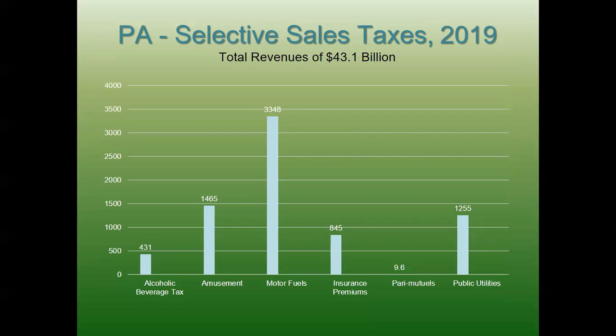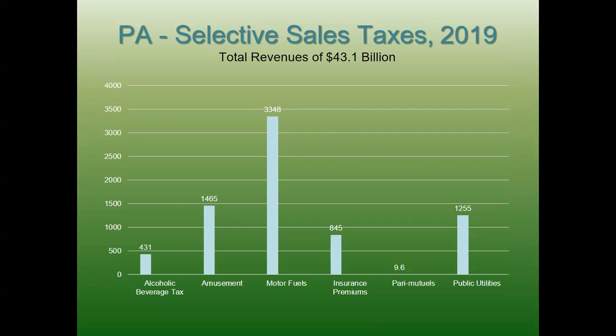And this is from 2019 in Pennsylvania. The total revenues that we had in Pennsylvania were $43.1 billion. Some of the biggest sources of selective sales taxes were our motor fuel tax. So when you buy a gallon of gas, those taxes are included in the price of your gallon of gas. And that accounted for $3.3 billion here in Pennsylvania, which is generally dedicated towards roads and transportation.